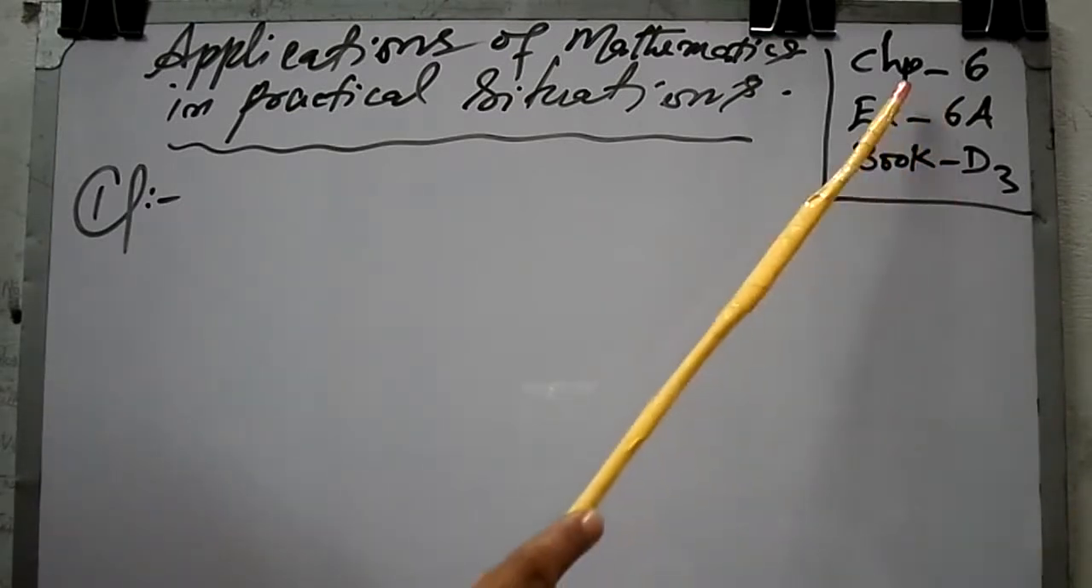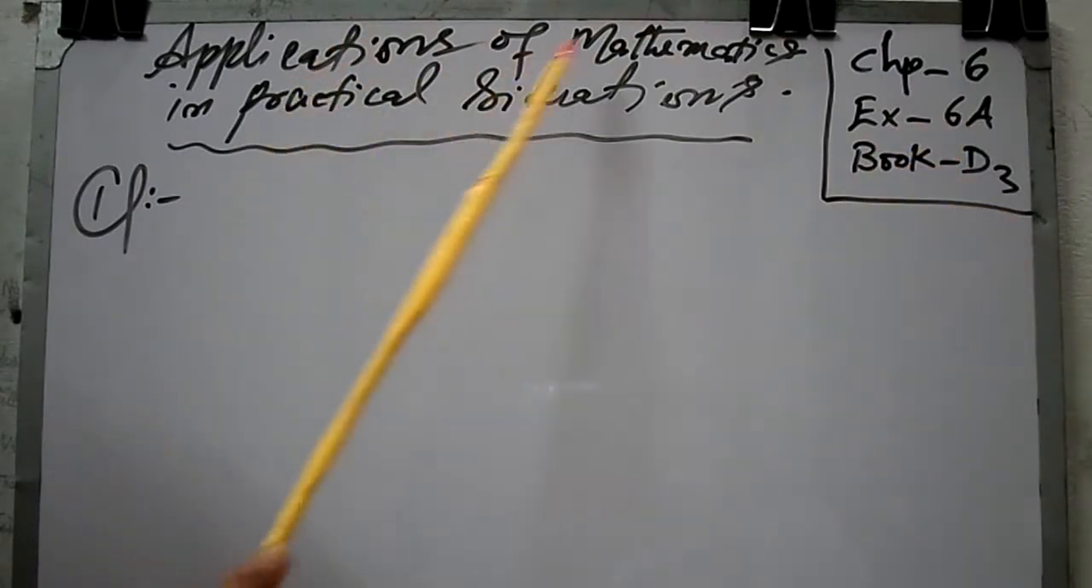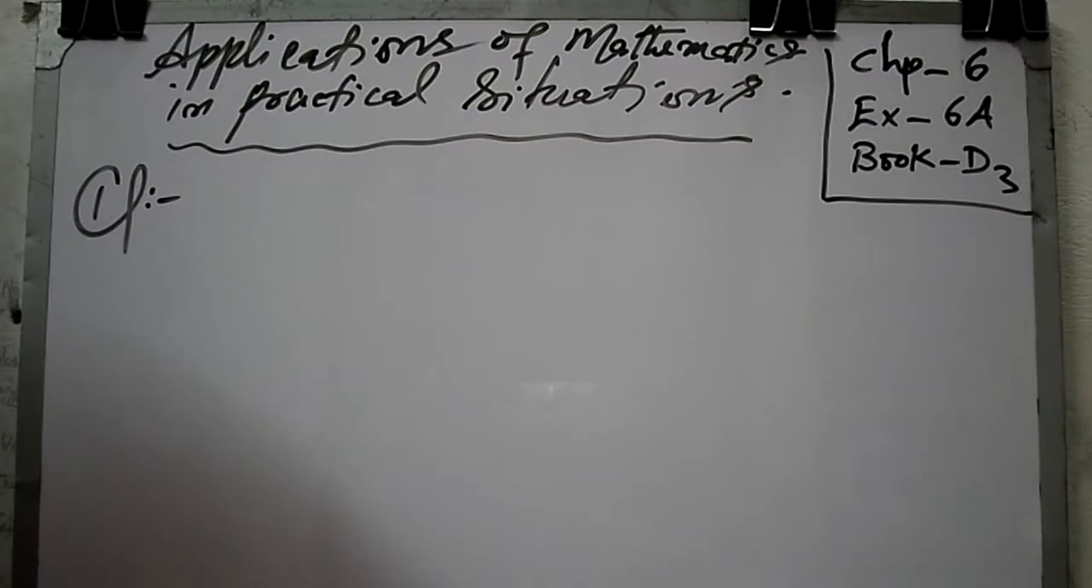Today we will discuss chapter number 6, exercise 6A, book D3. Applications of mathematics in practical situations. Question number 1. First you read the statement. A gold chain is sold for $6.35 at a gain of 27% on the sale price. Find the profit.